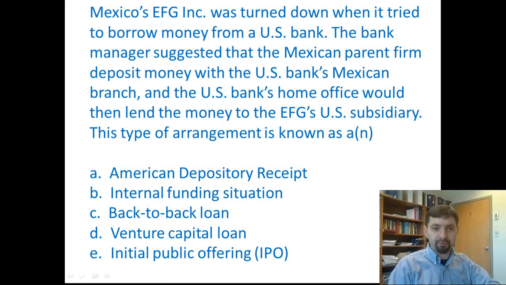Now here's a question for you. Let's see if you know what we are talking about here. If you remember that map with all those banks, you could definitely recognize that the correct answer to this question is back-to-back loan.